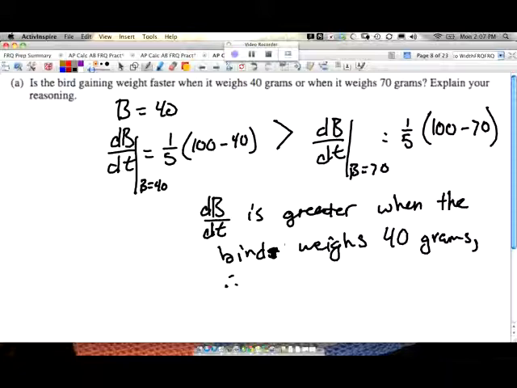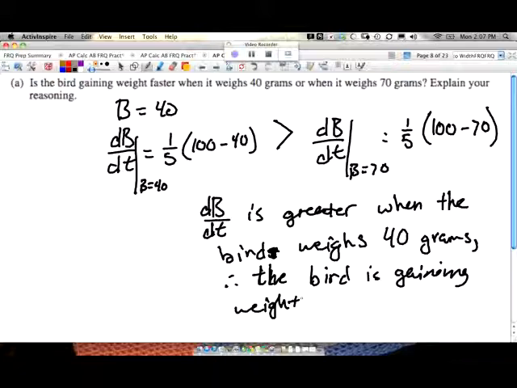Therefore, it's gaining, the bird is gaining weight faster at that time. Done. Alright, let's see another one.